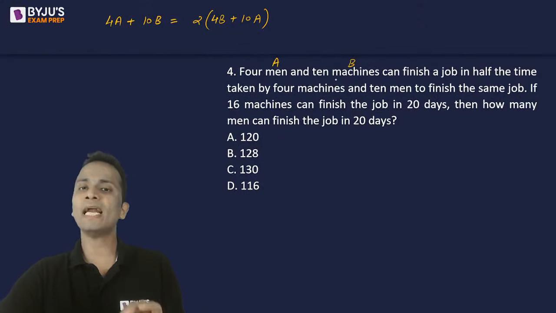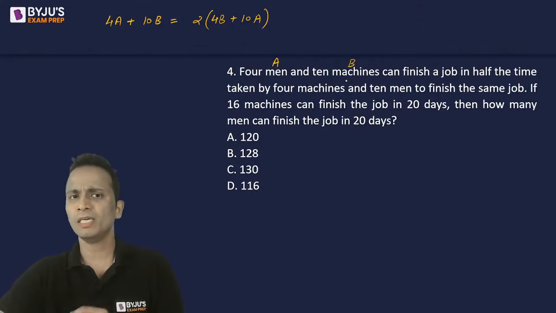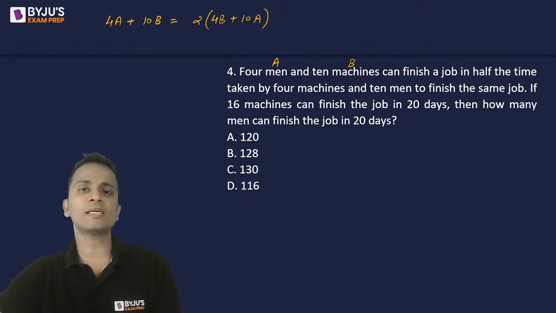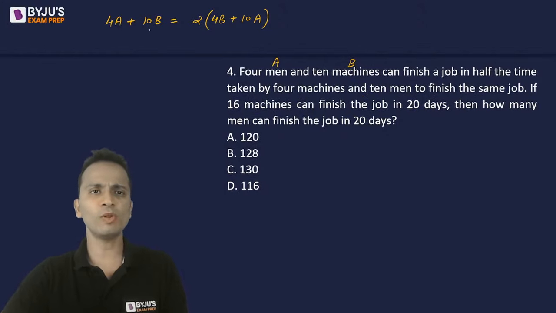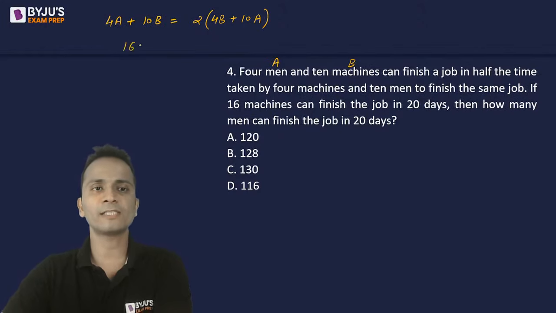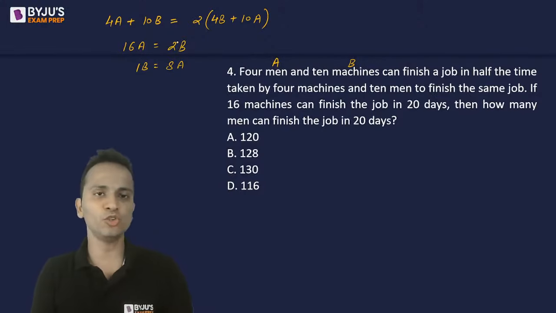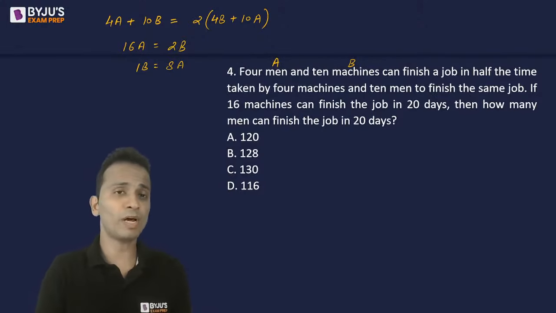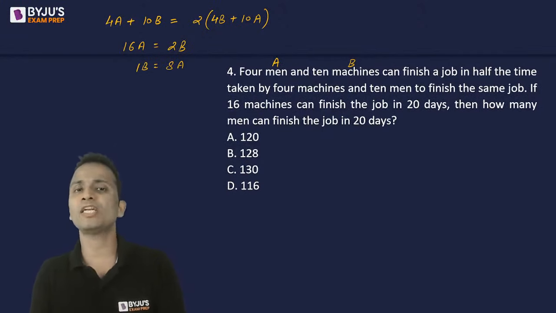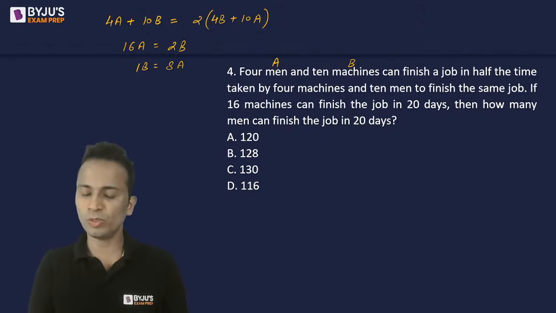Okay, so 4 men and 10 machines can finish the job in half the time. That means their efficiency is twice as compared to 4 machines and 10 men. Okay, so this will be the equation. Let's simplify this. So 20a minus 4a, that is 16a, is equal to 2b, or I can say that 1b is equal to 8a. Fine. So one machine is equivalent to 8 men. The work done by one machine is equal to the work done by 8 men in a given amount of time. Okay. So men is to machine, yes, it is equal to 1 is to 8.